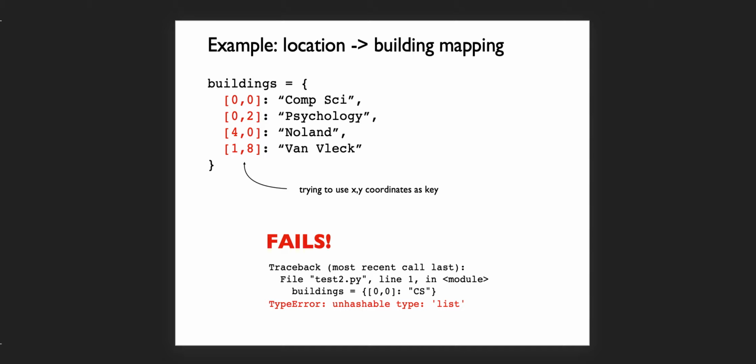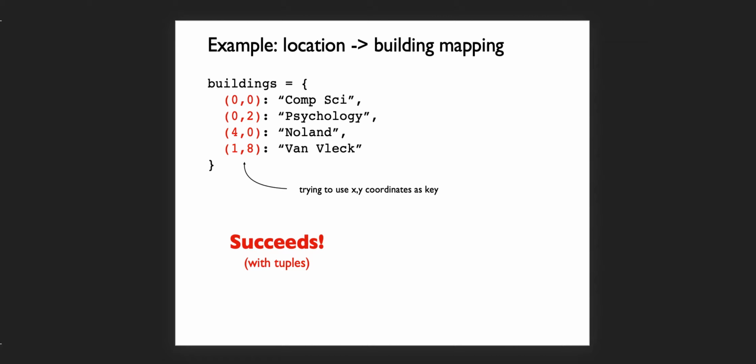So how do we actually achieve this goal? The way you can fix this problem is by using a tuple instead of a list, and now your dictionary instantiation will actually succeed without any errors.